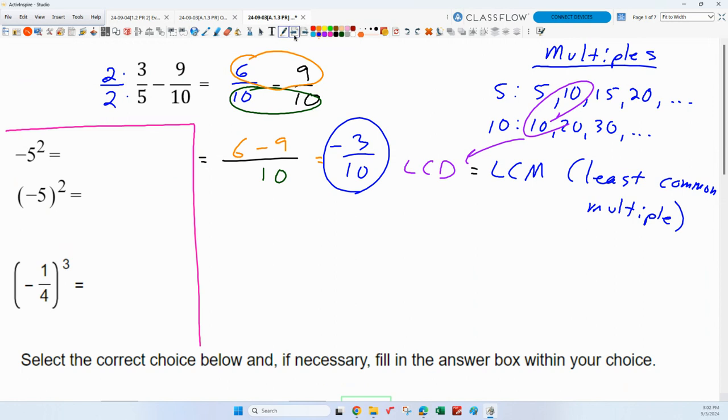What's the answer? 25? Ooh, who said negative 25? How come it's negative? That's right. How come it's negative 25?